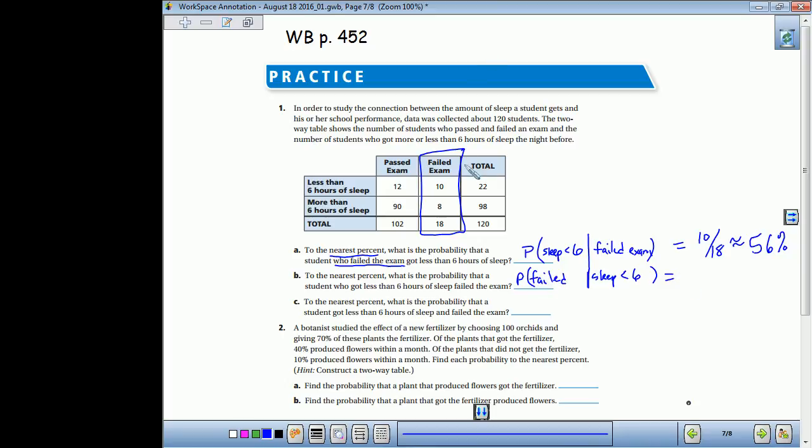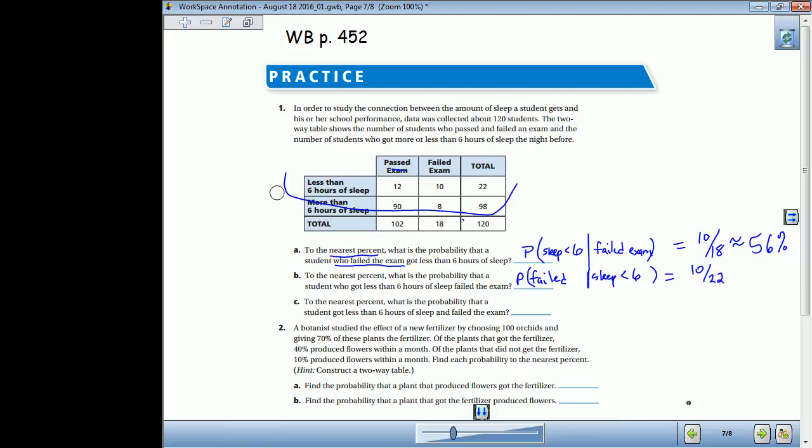So this time we are not looking at the failed column. We are looking at our condition column, which is sleep. So this time we're looking here. So this would be, how many failed? 10. 10 out of how many are there? 22. And so what does this give us as a percent?